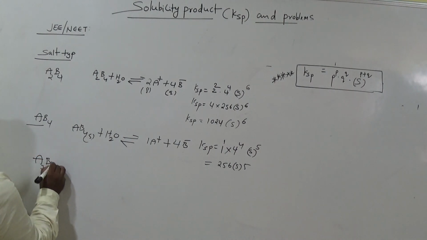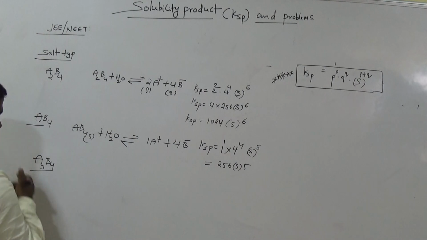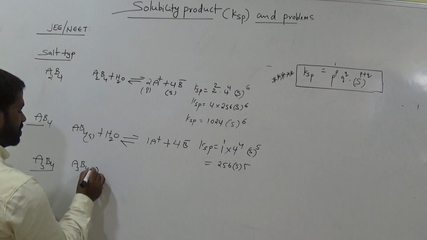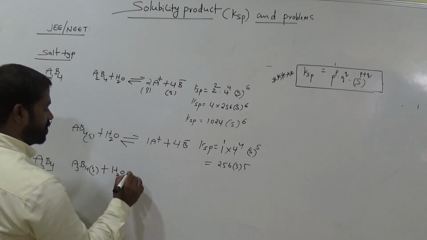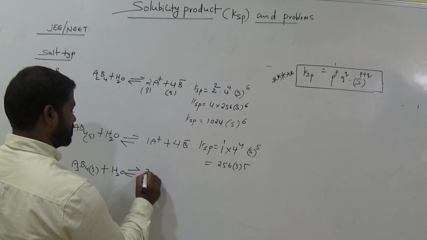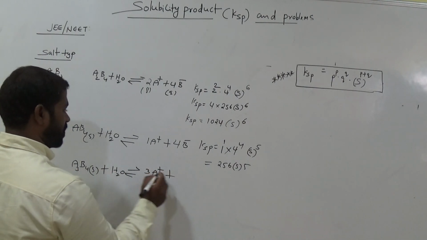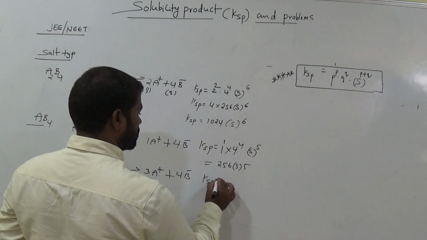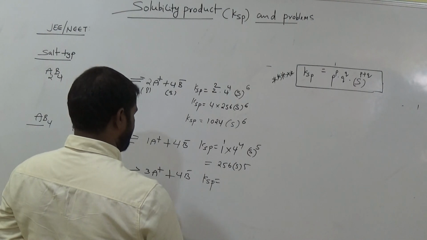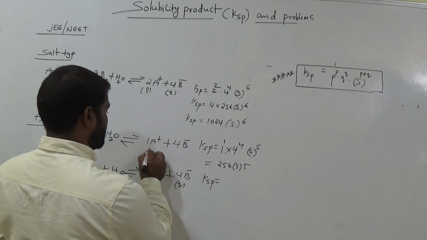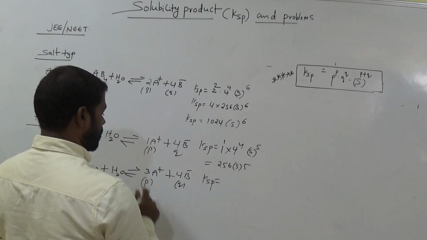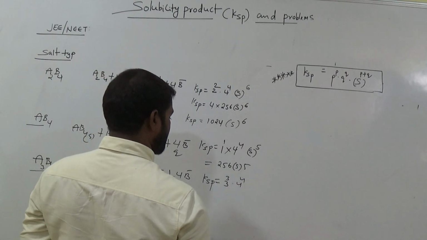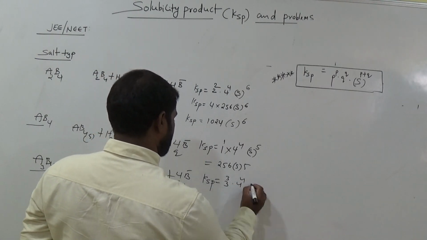For A3B4, this is A3B4 solid, H2O. How many A's do we have here? Taken as A plus, this is 4, that is B minus. Clear? From this one, Ksp equals to how much? 3, this is P and this is Q. Am I right? P power P means 3 power 3, Q power Q means 4 power 4. Okay?